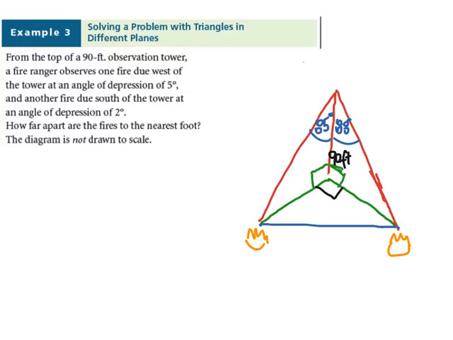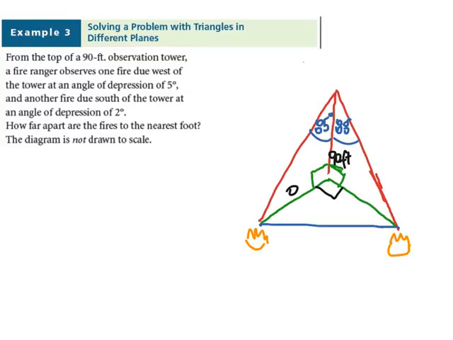The first stage is to find the green distance from the tower to the fire itself. How do we do it? Well, first we label the triangle. We're going to take a look at the left triangle, the 85 degrees, first. We know the angle is always looking at the opposite side. So this is the opposite side, and what we want to solve for is the opposite side. And we also know that the tower itself is 90 feet. That is the adjacent side of the triangle.